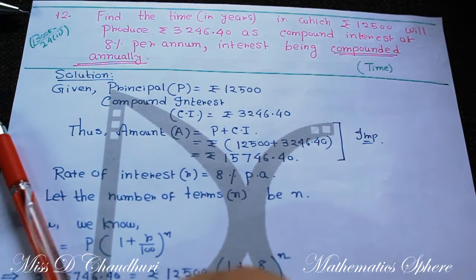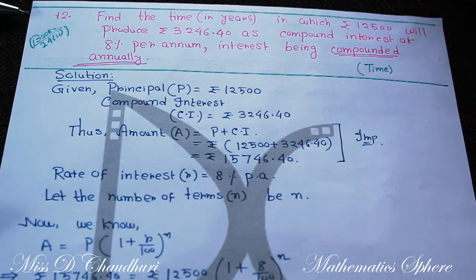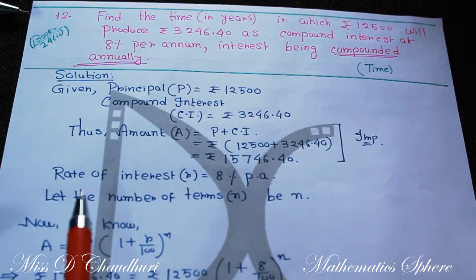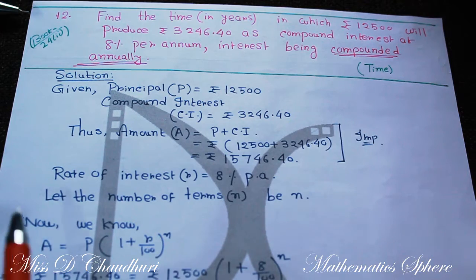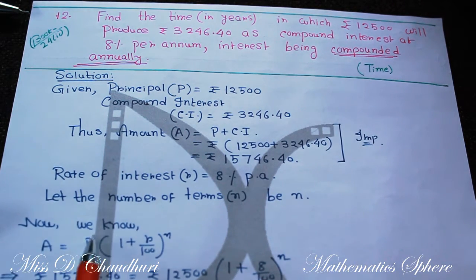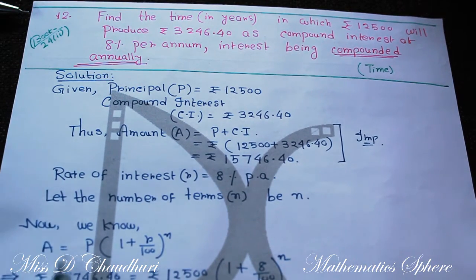Okay, we will have to calculate the time for which the money was kept. Sometimes we will be given the amount, and if you directly put everything in the formula, amount, P, you will solve and get the answer. And sometimes they will give you the CI. We don't have CI in the formula, so what we will do is add the CI to the principal to get the amount, then we will solve.